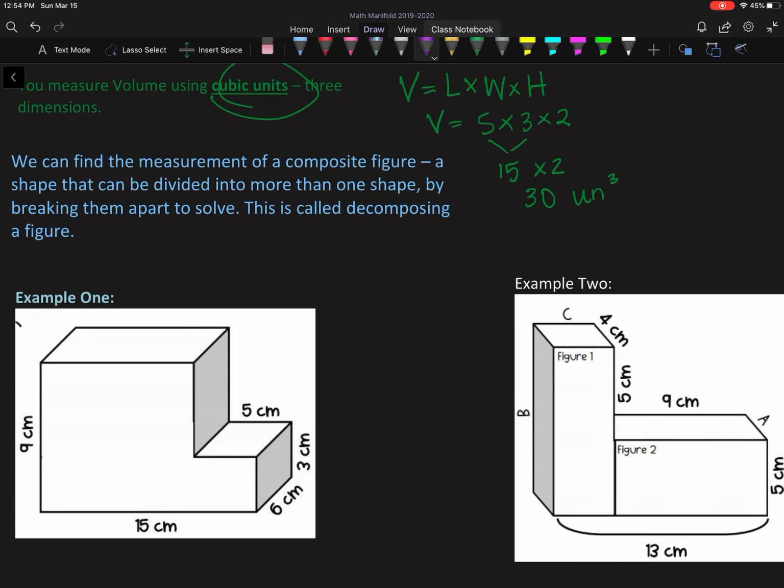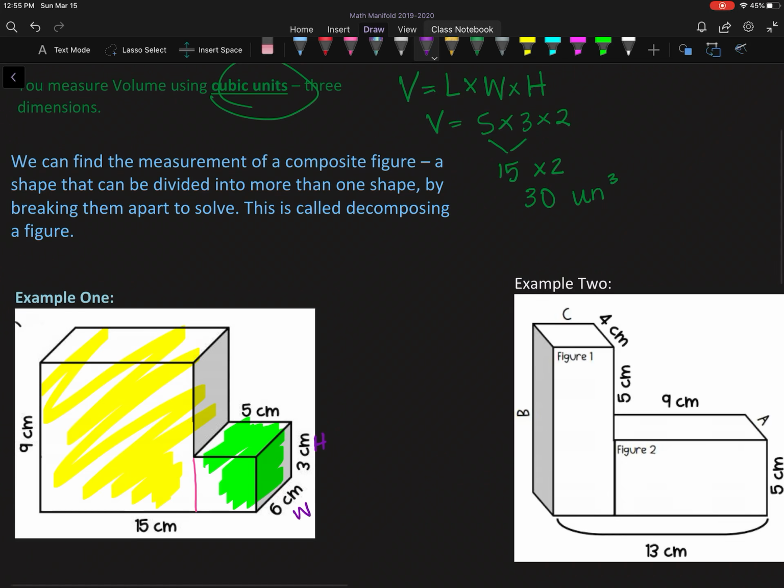For our first example, this entire shape is actually made up of 2 rectangular prisms, and it's almost like Legos. It's like we put this small little brick with a big brick. So on this side here is going to be 1 rectangular prism, and then we've got 1 rectangular prism here. So let's look through our dimensions. We've got a height of 3 for our small. We've got a width of 6 and a length of 5.